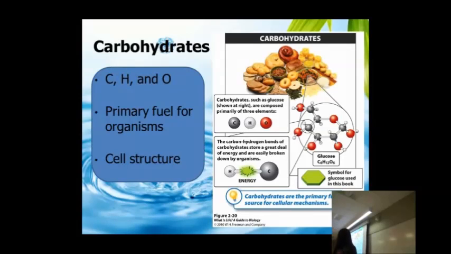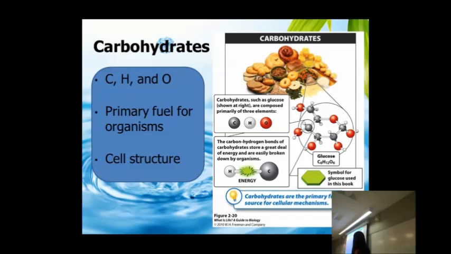Here you can see all the things that we love to eat, our bagels, our bread, our cereals, our rice, our corn. Anything that's starchy is going to be a carbohydrate. And so carbohydrates, when they're broken down, and they're usually broken down pretty quickly, are going to be broken down into carbon, hydrogen, and oxygen. And when these bonds break between the carbon and the hydrogen, the energy is going to be released very quickly, and so that's why we use it as our primary source of fuel for our cellular mechanisms.